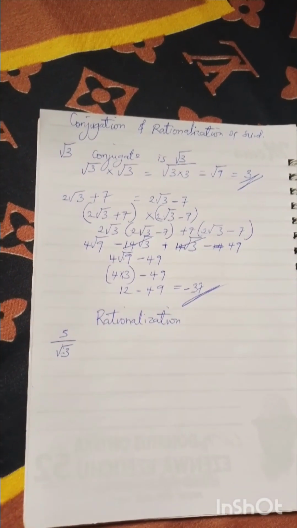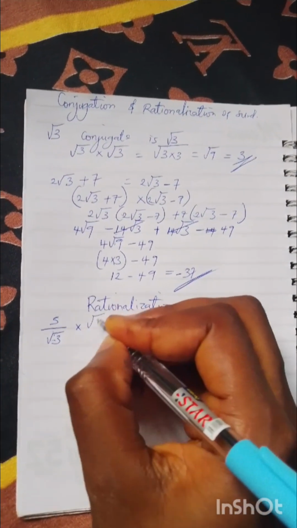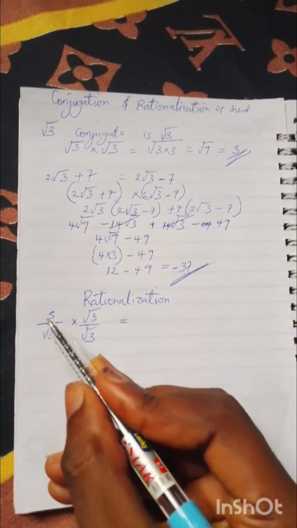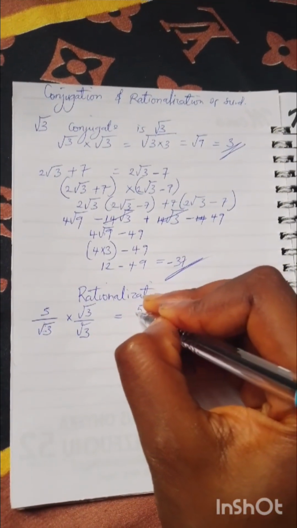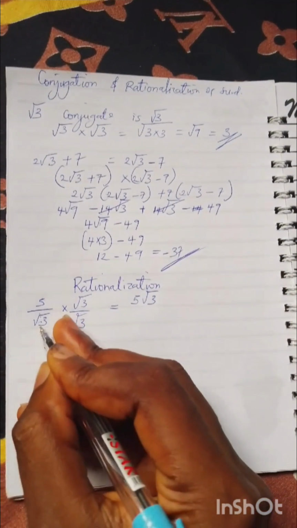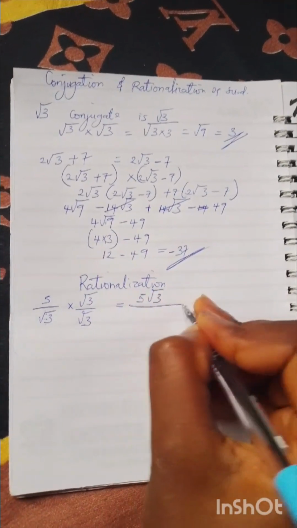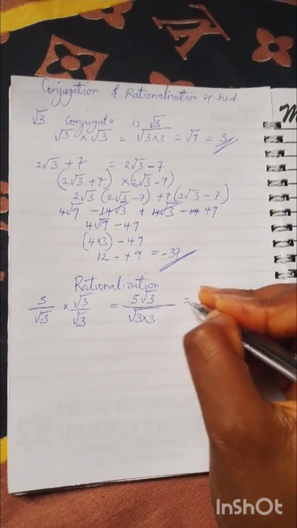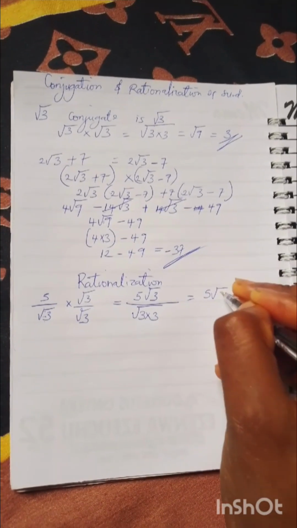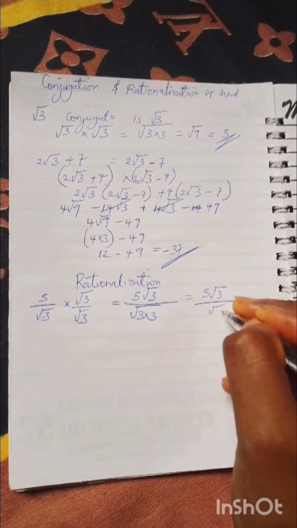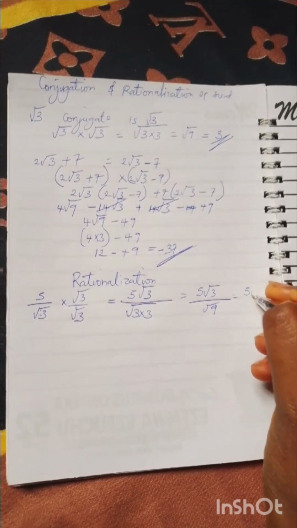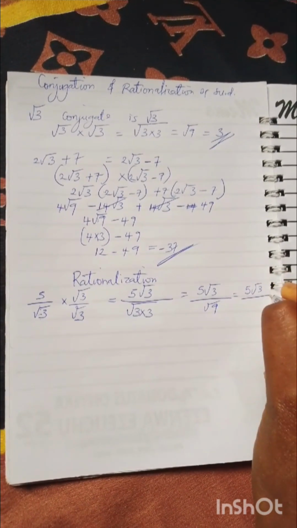So all I have to do is multiply this by root 3 and multiply this by root 3. And I'm going to be getting 5 times root 3 is 5 root 3. Then root 3 times root 3 is going to be giving me root 3 times 3, and this is equal to root 9. And root 9 here is 3. So I'm going to be getting 5 root 3 all over 3. And this is it.